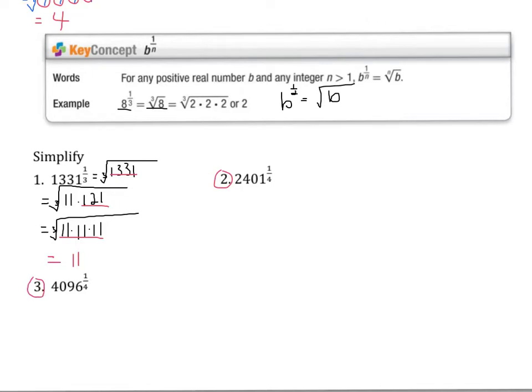This time we'll be looking for the fourth root in this number. We'll be looking for the fourth root in this one as well. So what number times itself 4 times is going to give us those answers?